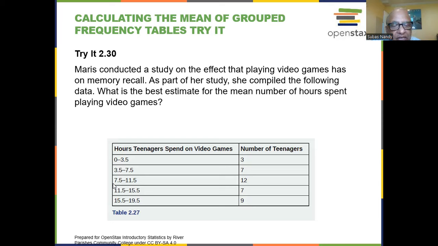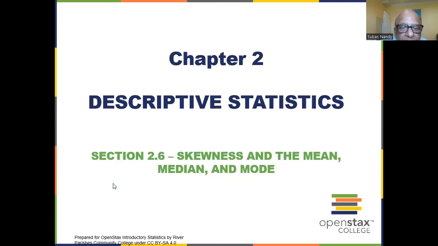The mean is 10.76. Notice it falls in the third class, between 7.5 and 11.5. Why? Because the frequency in that class is the highest, 12. So the center of the data is between 7.5 and 11.5, which is 10.76.